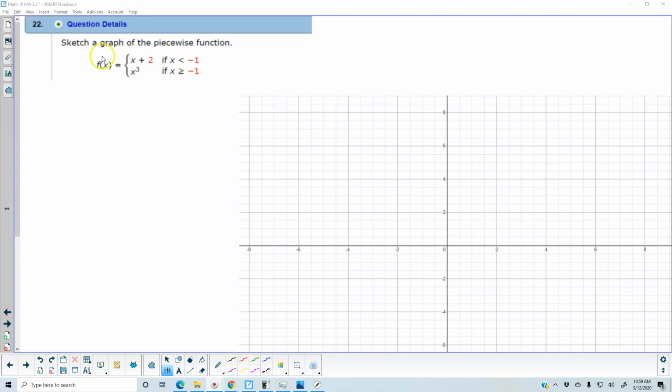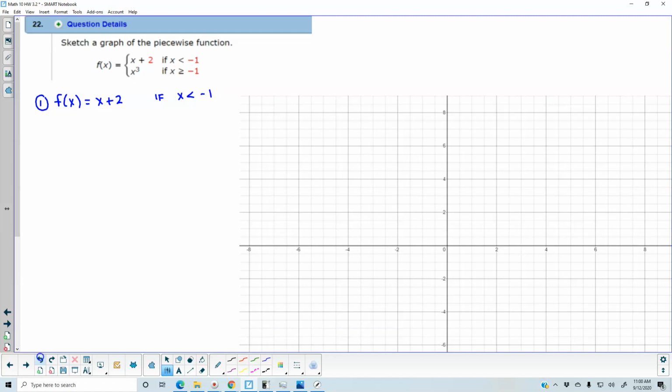Question number 2, we want to sketch the piecewise function. So let's take a look at the first one. So the first function is f of x equals x plus 2. And it's saying here that if x is less than negative 1.